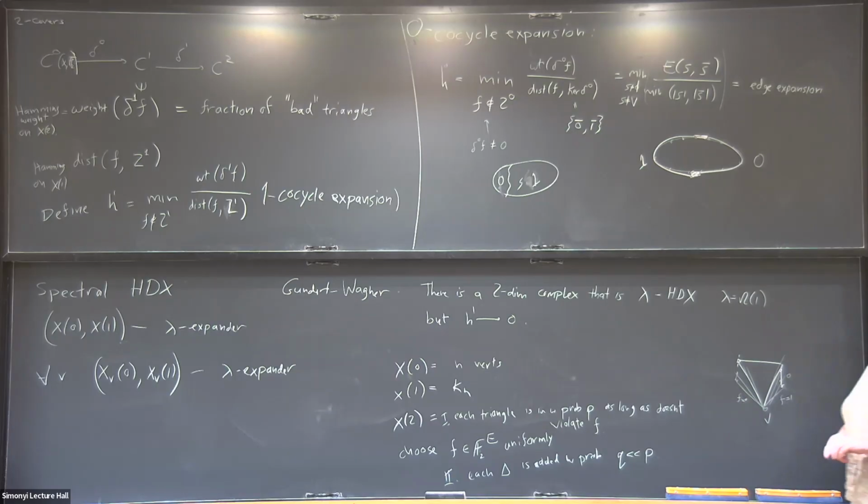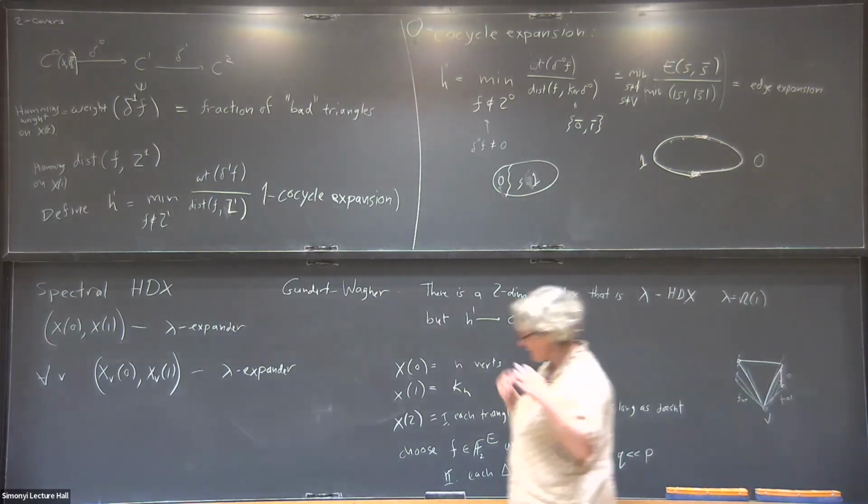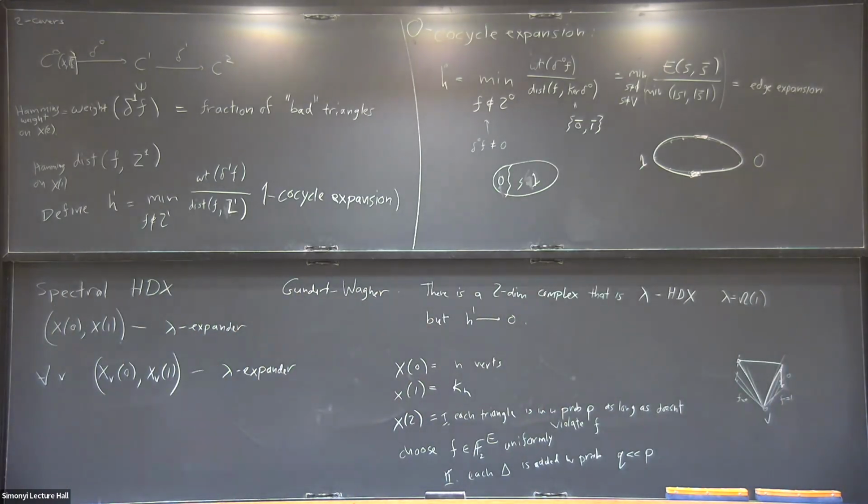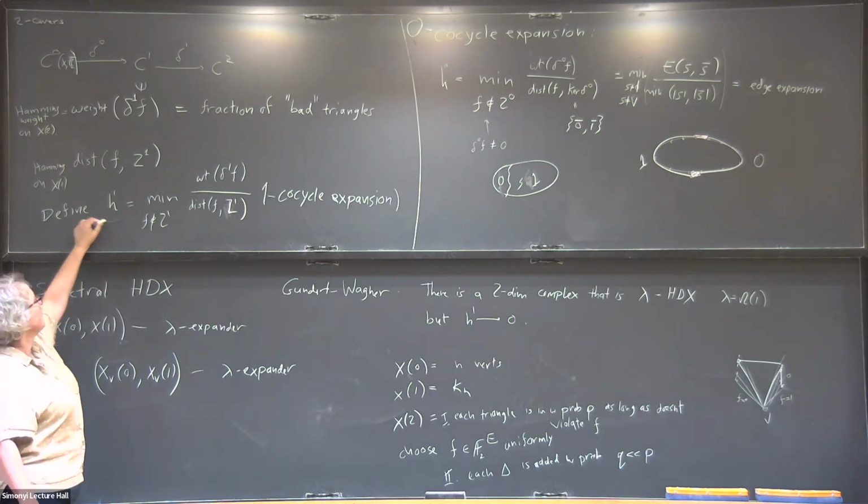Yes, so, okay. I didn't say anything about what we know. Yeah, for those HDXs that we know and are spectral HDXs, we usually, or almost always, know that they're also coboundary expanders. Then, of course, you can ask how does this constant depend on the parameters?